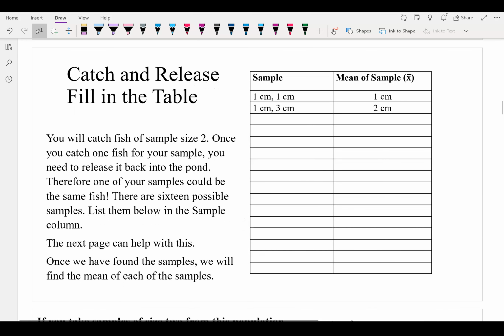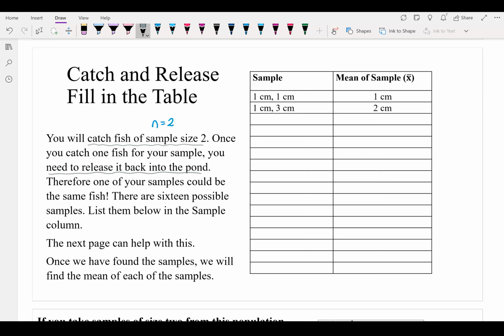So if we were to do a catch and release, you go and you catch fish with a sample size of 2. That's another way of saying n equals 2, which means every time you go out to catch some fish, you take 2 fish at a time. You keep going until you get 2 fish, and then you stop. And then you measure them and you throw them back.